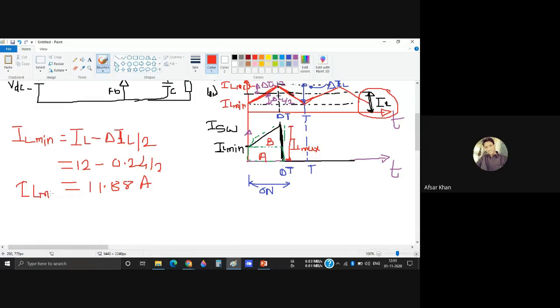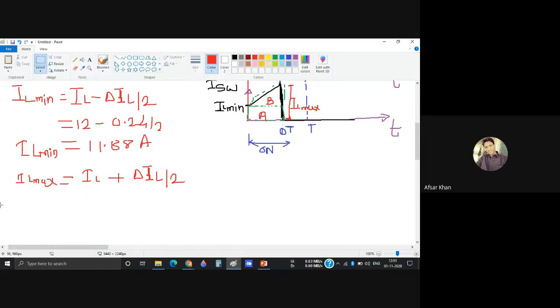Yes, sir. Similarly, you tell me IL max. It will be IL plus delta IL by 2. What value will you get? 12.12. Yes or no? So IL max you will get is 12.12.